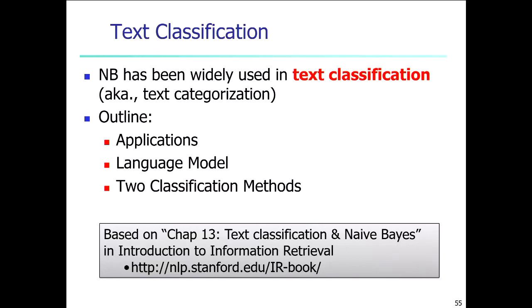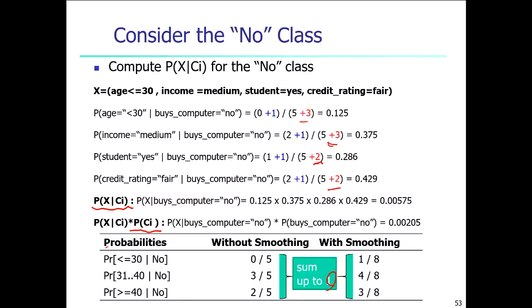For that PowerPoint, slide 53. So here, when you multiply the probability of Ci, why don't you need any smoothing? The probability of Ci is estimated based on the whole data set, so here you won't face a zero problem.